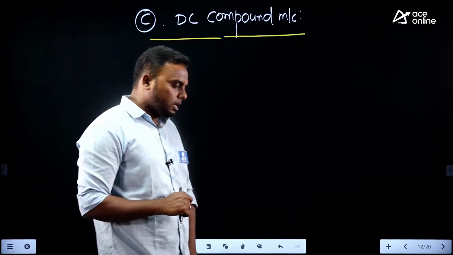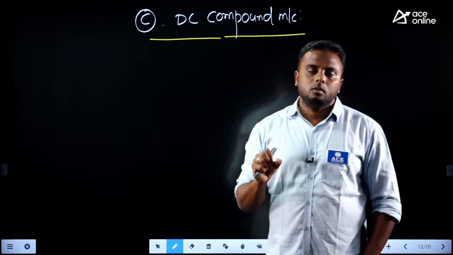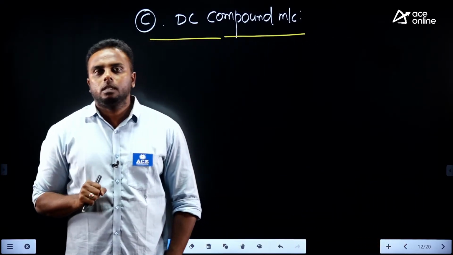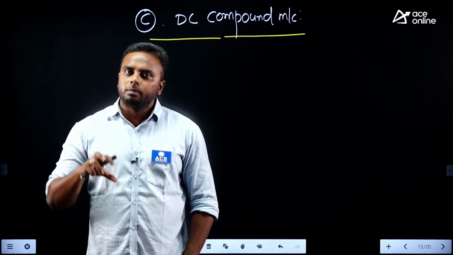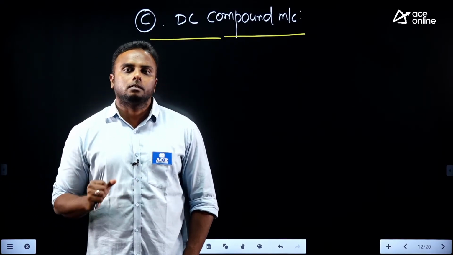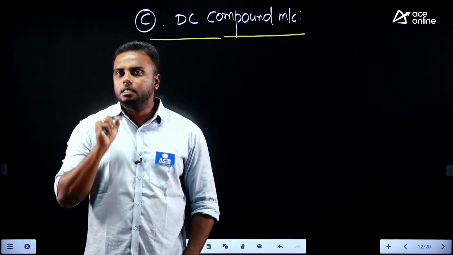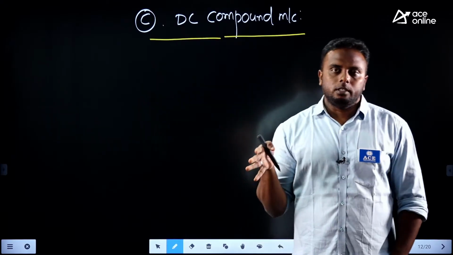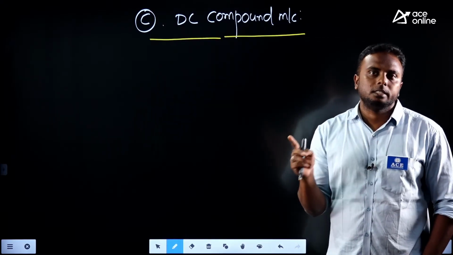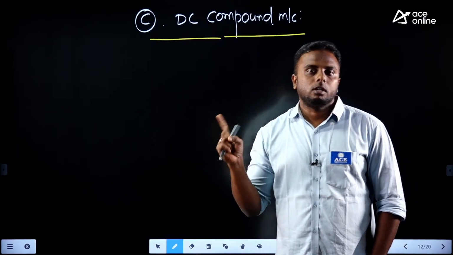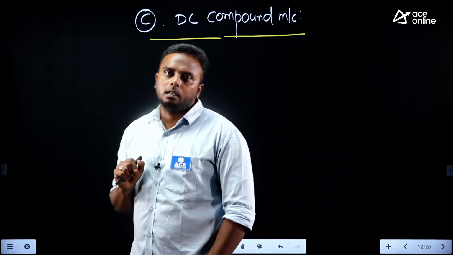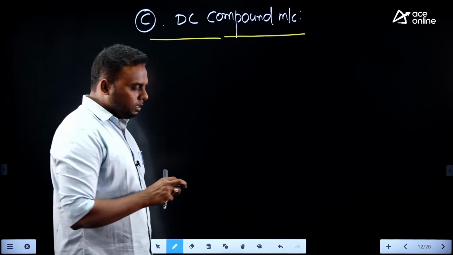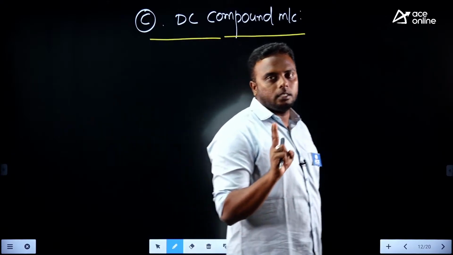There are mainly two types here: cumulative and differential. Again, cumulative has three types: over compound, flat compound, under compound. And we get these three types of cumulative by adjusting the field current, mainly of the series field, by observing the no load voltage and full load voltage. Based on this no load, full load voltage concept, we have three types: over compound, flat compound and under compound.